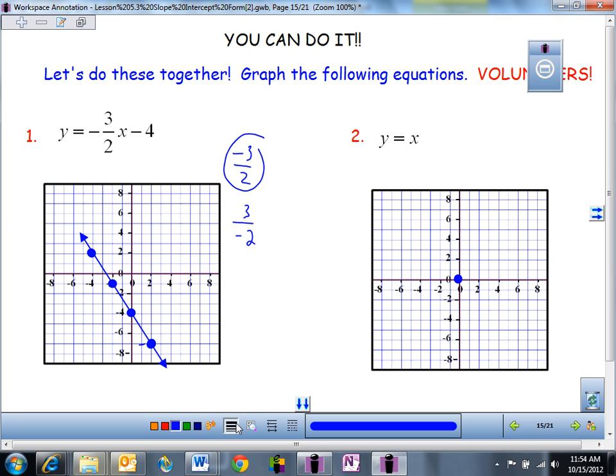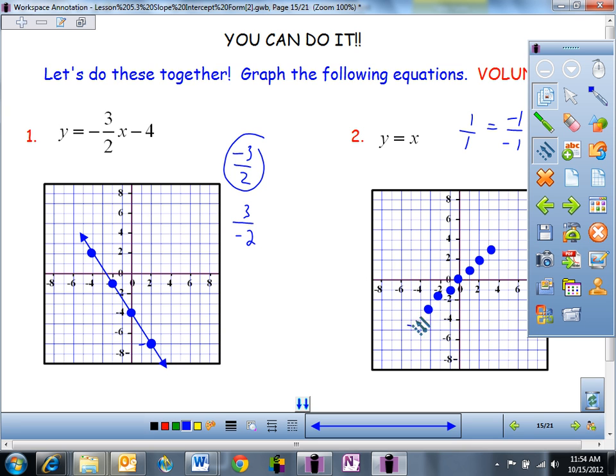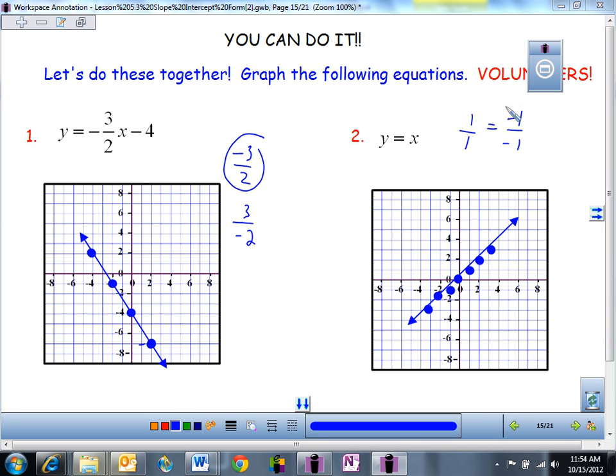So in number 2, our m value is a 1, so that's 1 over 1, or -1 over -1. So if I go with a positive, that's up 1, forward 1, up, forward, or down, back, down, back. And then go ahead and connect your dots. And you do need a minimum of 3 points on your graph, but always look at the positive and the negative. So just to double check, this would be going uphill, so positive slope. This is going downhill, so it should be negative slope, so we are good.